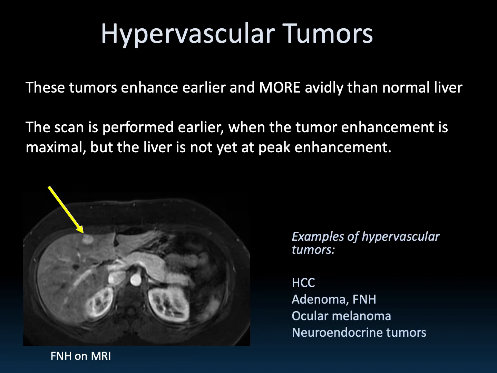And in contrast, this is an example of a hypervascular tumor. These tumors enhance early and more avidly than the normal liver, so we start our scanning earlier, well before the liver has reached peak enhancement. So we scan when the liver is still relatively dark and the brightly enhancing tumor is taking up the contrast, as shown here with the yellow arrow. This is an example of focal nodular hyperplasia on an MRI scan. It's a benign tumor that's hypervascular. And here's a list of other types of tumors that are commonly hypervascular.